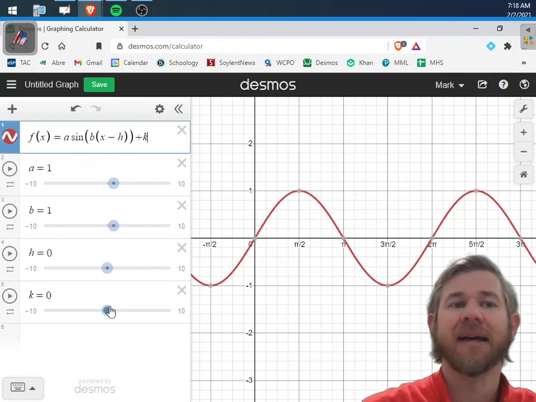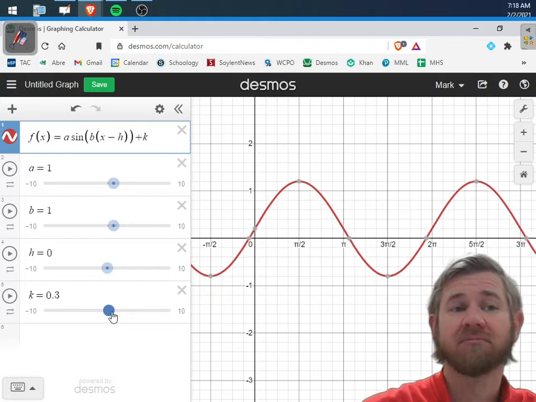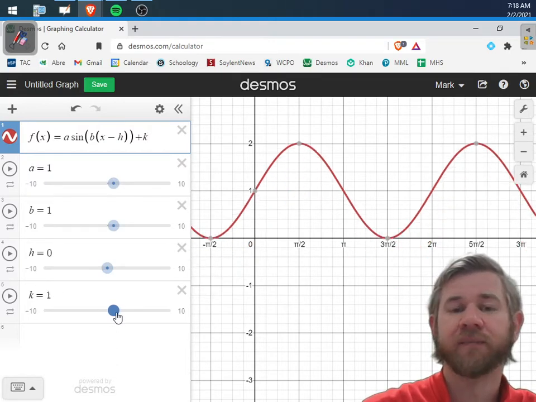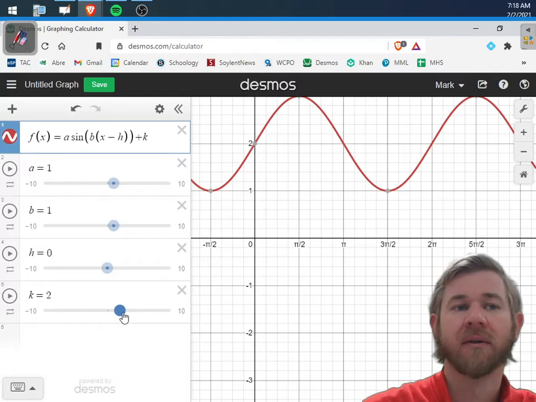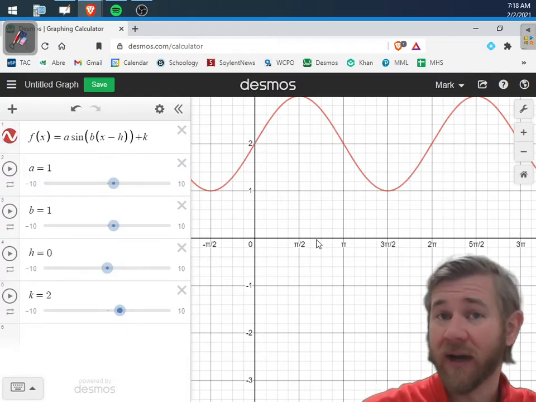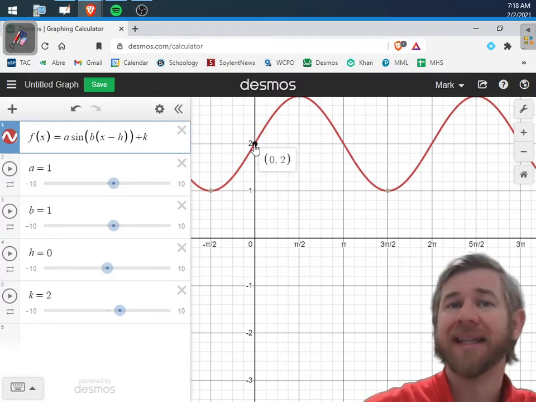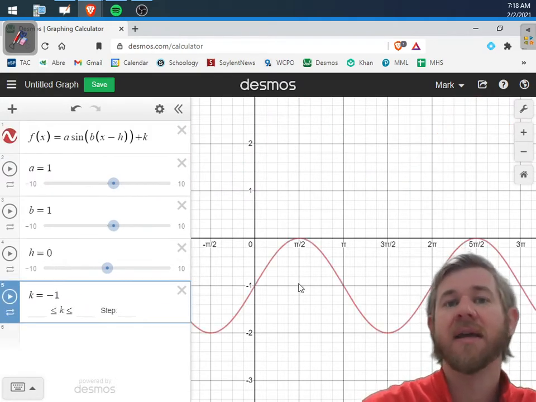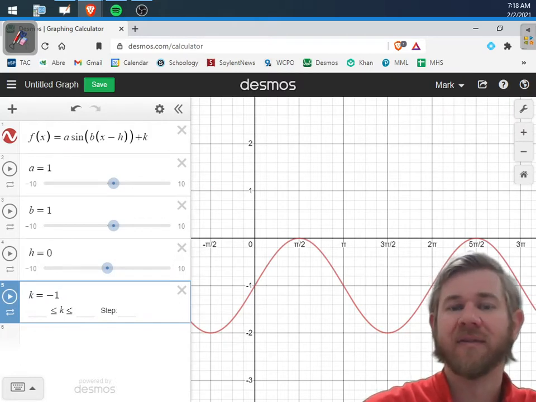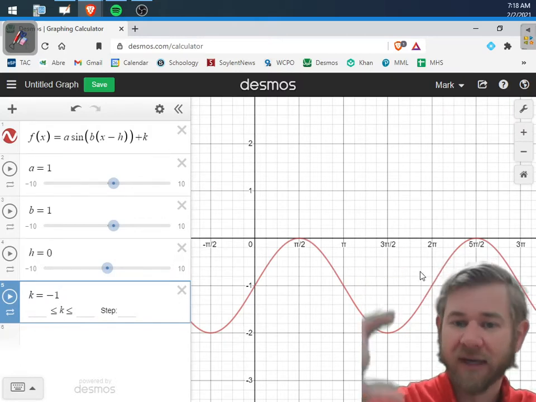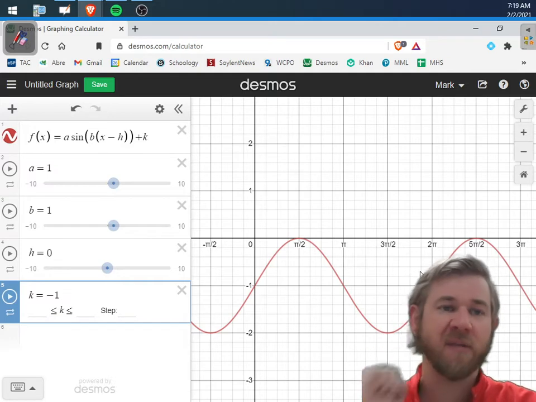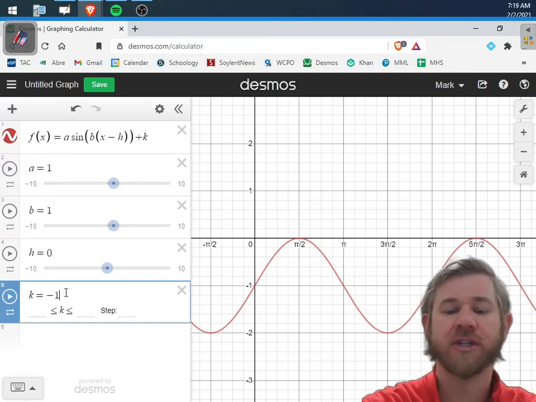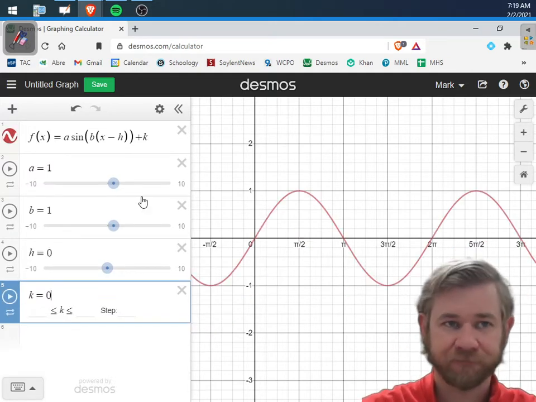Plus k on the outside, watch what happens. When you make this bigger, so if I do plus 1, goes up 1. Plus 2, goes up 2. And when I say it's going up 2, what I want you to really think about is the midline is what's moving. The midline is now y equals 2 instead of y equals 0. The midline is now negative 1 instead of y equals 0. So you move the middle of the function up or down depending on what your k is. So this is our vertical shift. This is how we control vertical shifts.